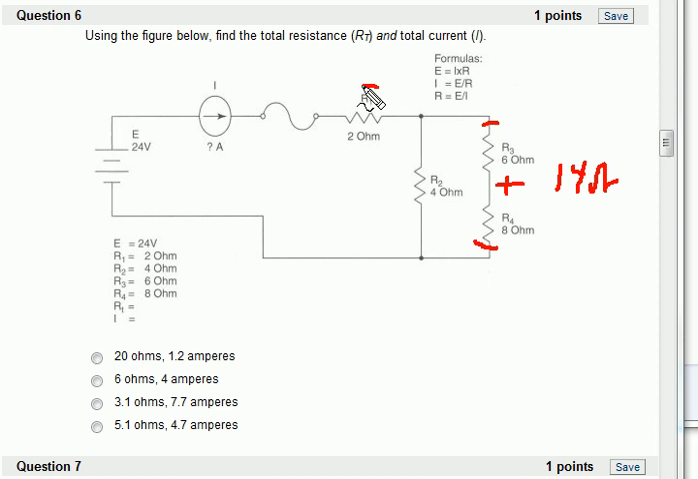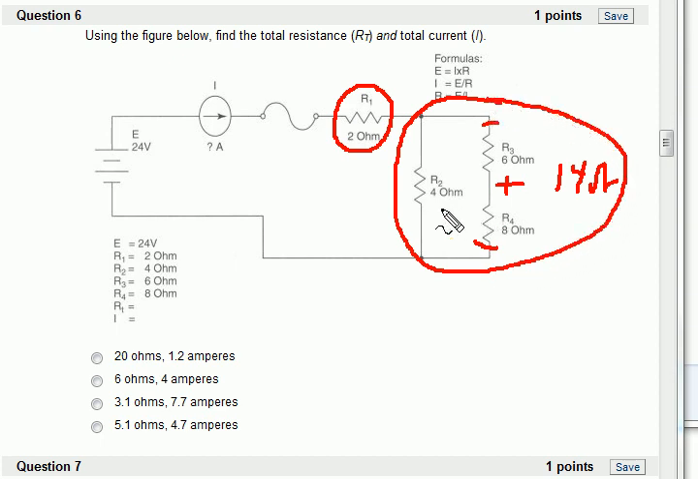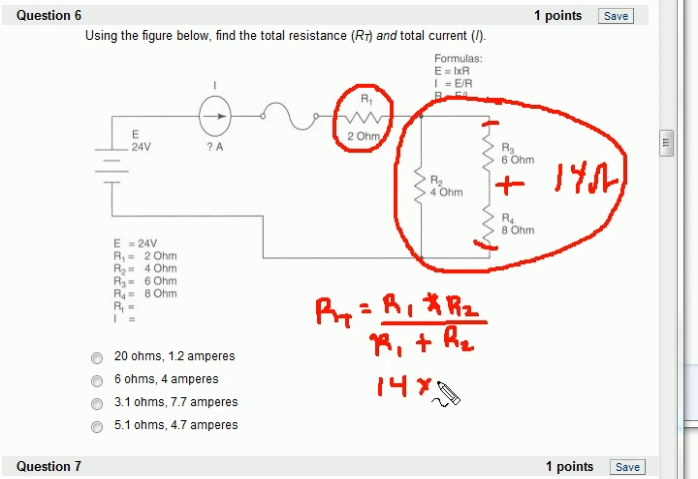Now since they're in series, I can add this resistor to the total value of these resistances. But I don't know the total value of these resistances until I use that formula, RT is equal to R1 times R2 divided by R1 plus R2. So let's take a look at that: we've got 14 times 4 divided by 14 plus 4, right?